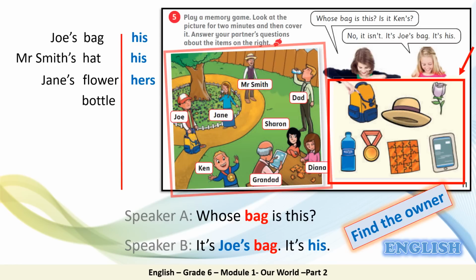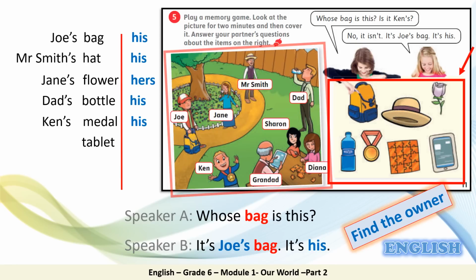Next item, the bottle of water. Whose bottle of water is this? It's Dad's bottle of water. It's his. Next, the medal. Whose medal is this? It's Ken's medal. It's his.